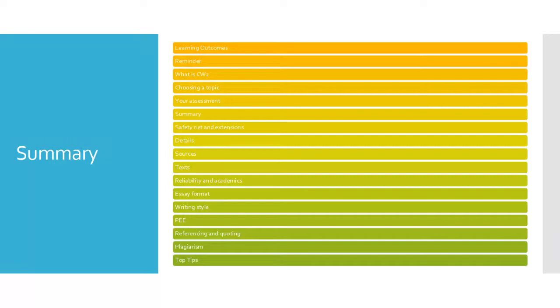Okay, so got a lot to cover. Going to go through the learning outcomes, the reminder about what Coursework 2 is. We're going to talk about choosing a topic and where to get started. We're going to summarize all that we talk about. I'm going to talk about the safety net and extensions policy. I'm going to go into some details about the assignments, some sources, some text that we've covered. I'm going to talk about reliability and academic writing, the format of the essay, the writing style. We're going to talk about PEE. We're going to talk about referencing and quoting, as well as plagiarism, and then finally some top tips.